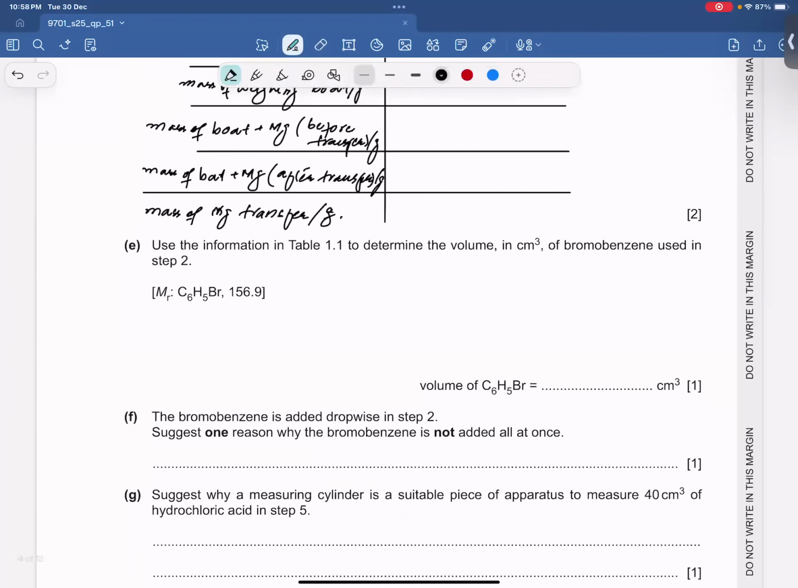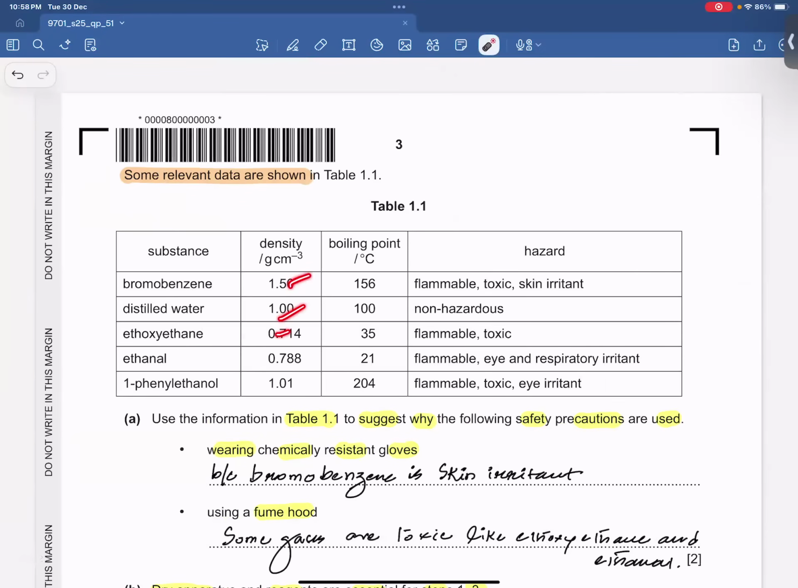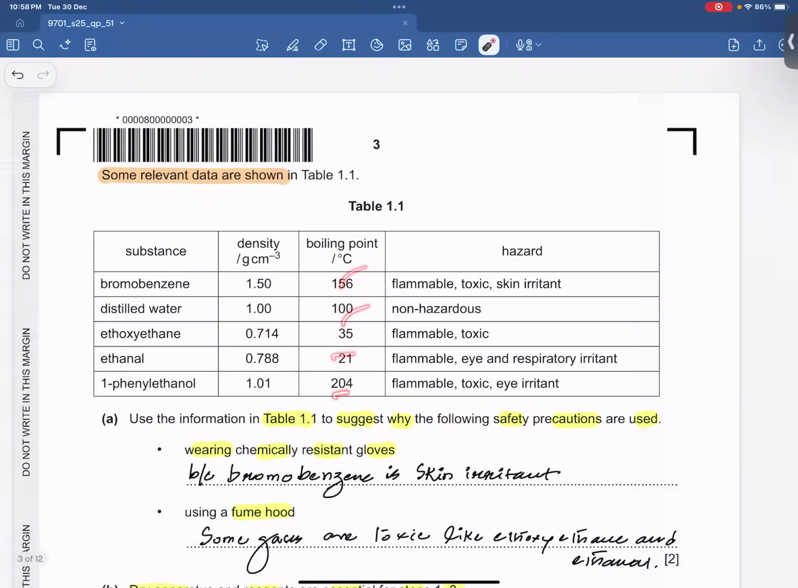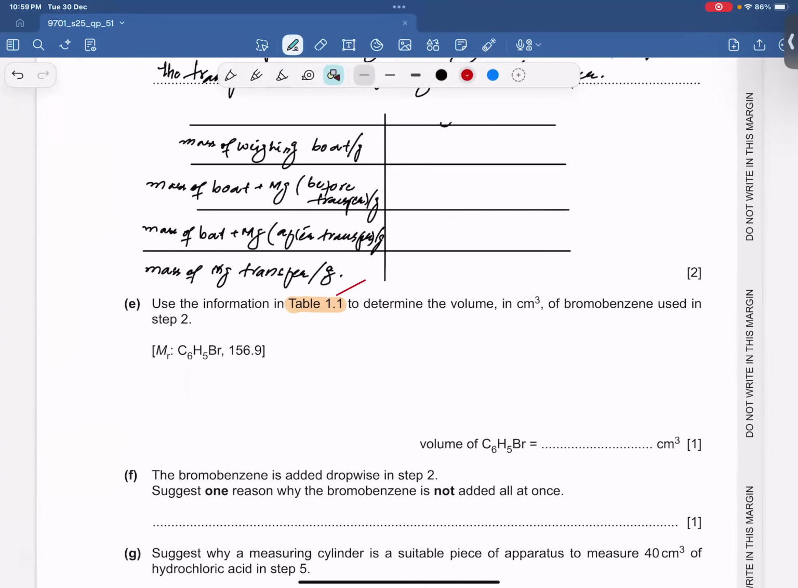Use the information. That's a very tricky question. Use the information in table 1.1. So table 1.1 gives you density of different substances along with the boiling points. So I'm going to use density from this table, and then determine the volume in cm cube of bromobenzene used in step 2. MR of bromobenzene is given.